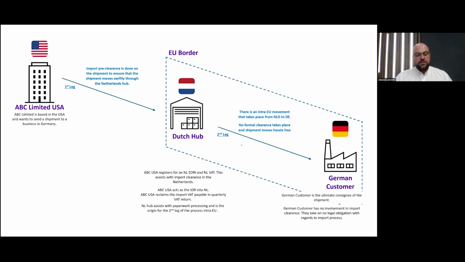The goods are then transferred, once they've passed through the hub, from the Netherlands to Germany as an intra-European movement of goods, meaning that no additional customs clearance is required. The German customer receives the goods without any customs requirement, paperwork, or legal obligation. They are simply the recipient.